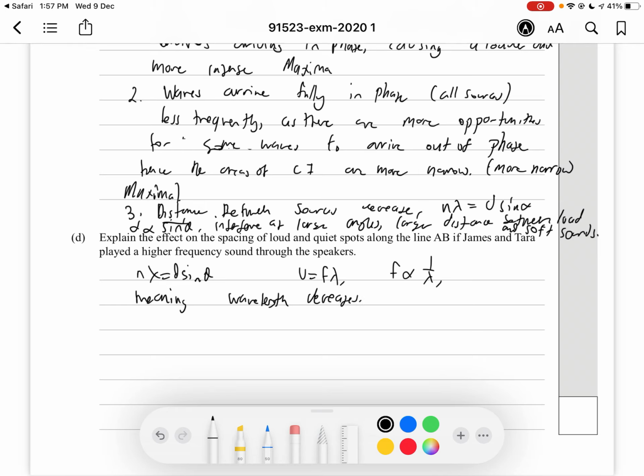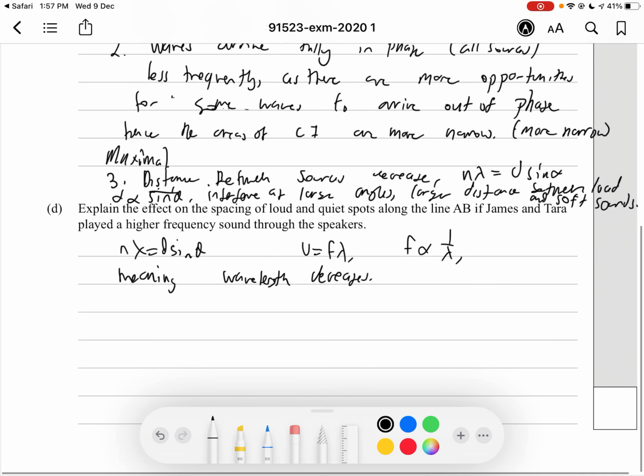Since there's very little space here, I can't fit everything, so I'm just going to talk you through it. Okay, so v equals f lambda. You need to state that the velocity of the sound waves only depends on the physical properties of the medium, and we're not changing that. Velocity stays the same. Therefore, f is inversely proportional to lambda, meaning that if f is increased, then lambda will decrease. The wavelength will decrease.